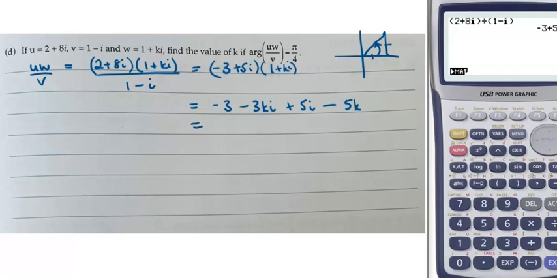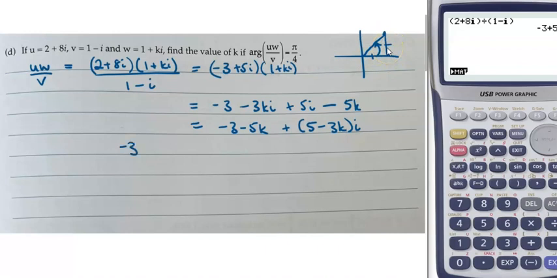Now if we tidy that up into the real and imaginary parts, we have minus 3 minus 5k plus 5 minus 3k. Oops, I added in an I there instead of a k. There we go. 5 minus 3k times I. Now we go back to what we were thinking about with the fact that this is an argument of pi by 4.